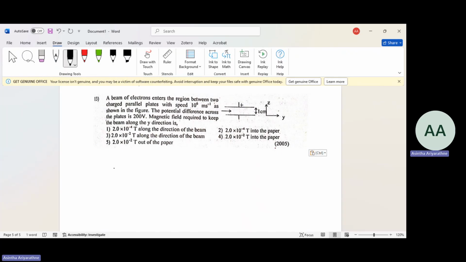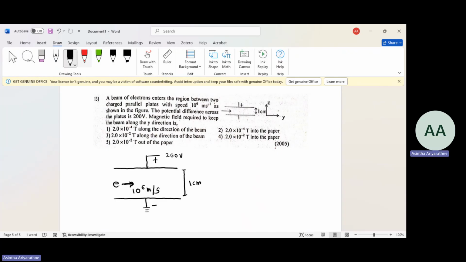Beam of electrons. The electron beam travels with velocity of 10^6 m/s. The voltage difference is 100 volts and the plate is grounded.